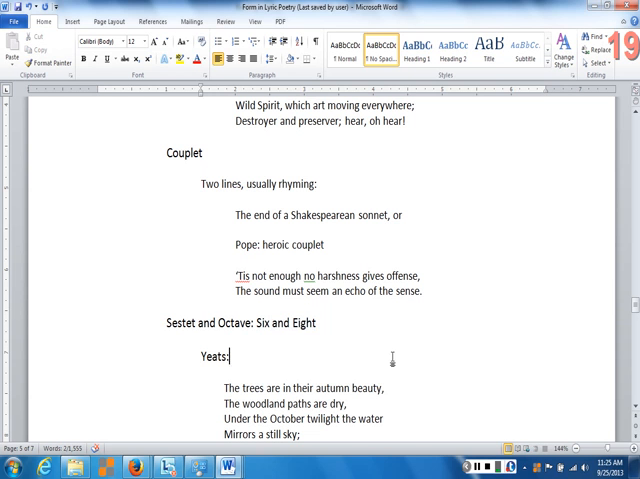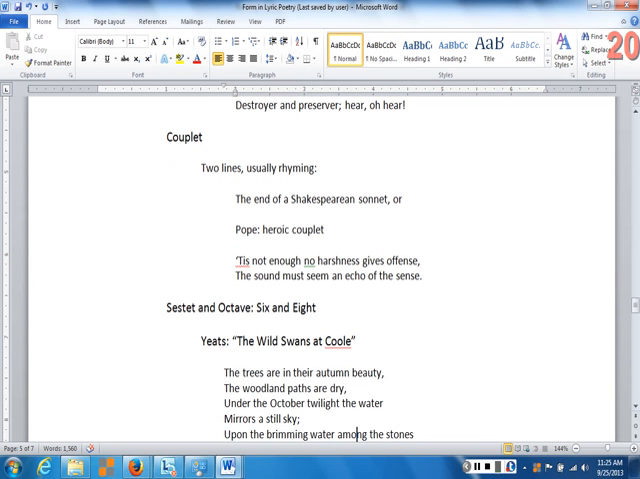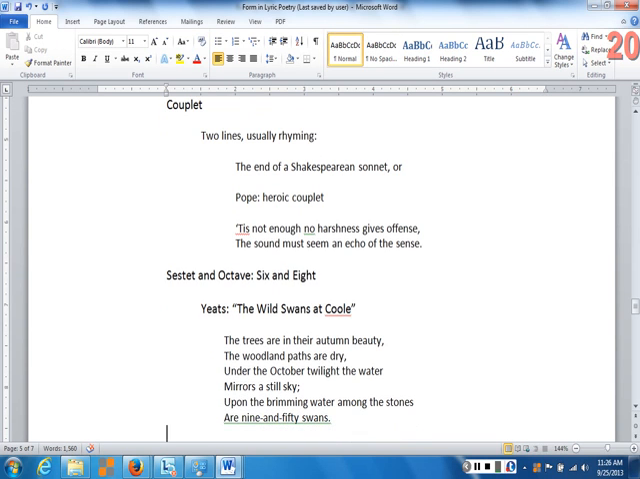Okay, so examples. A poem by Yeats, and this is The Wild Swans at Coole. And just the first stanza here. The trees are in their autumn beauty. The woodland paths are dry. Under the October twilight, the water mirrors a still sky. Upon the brimming water among the stones are 59 swans. 6 lines, a sestet. Notice the rhyme.